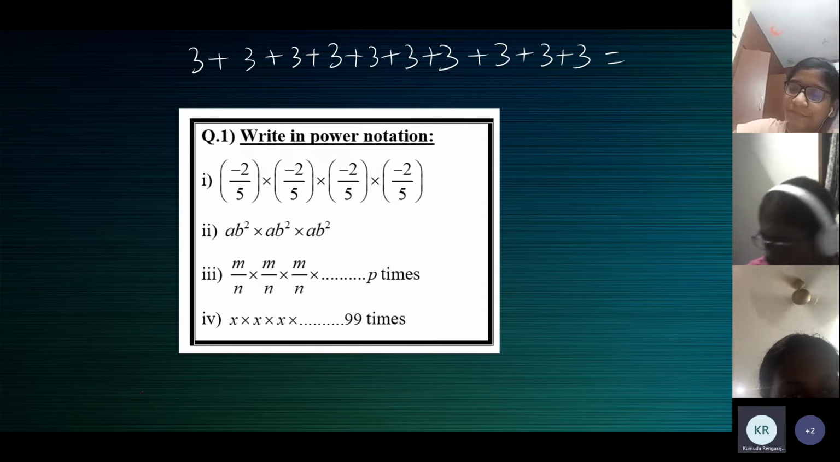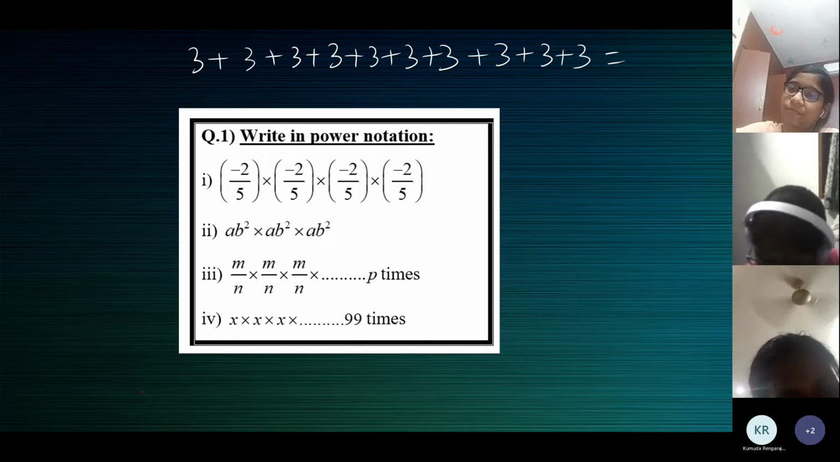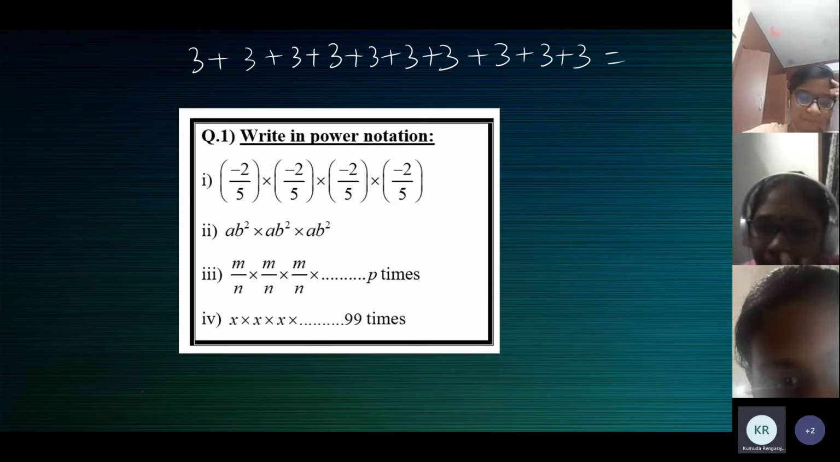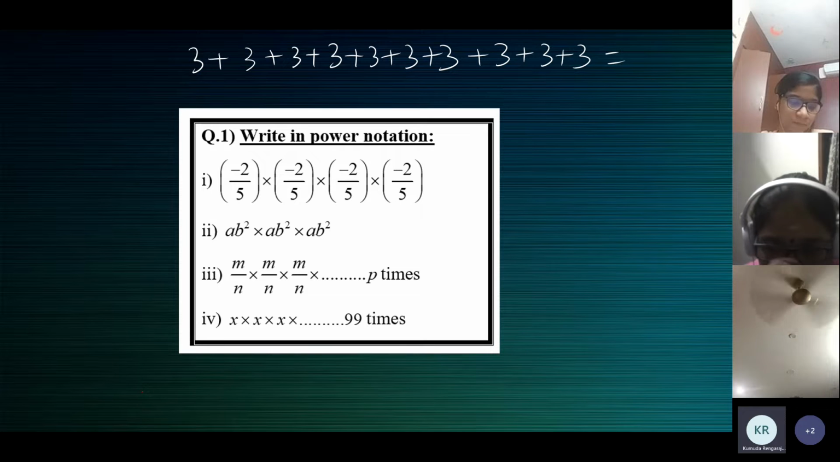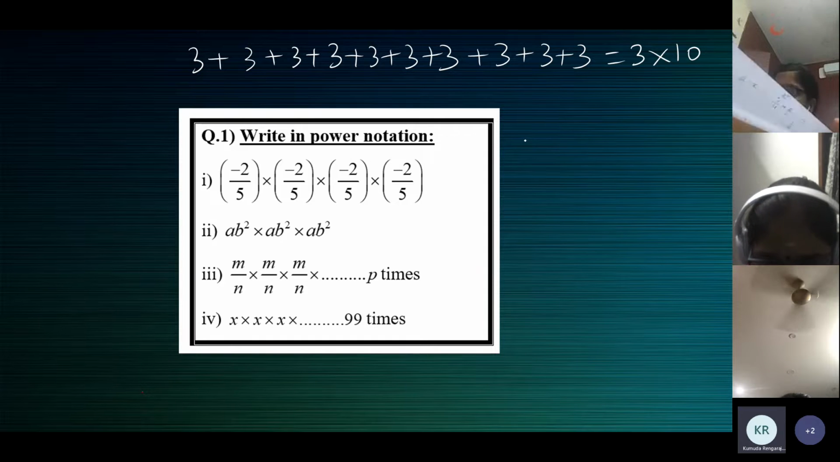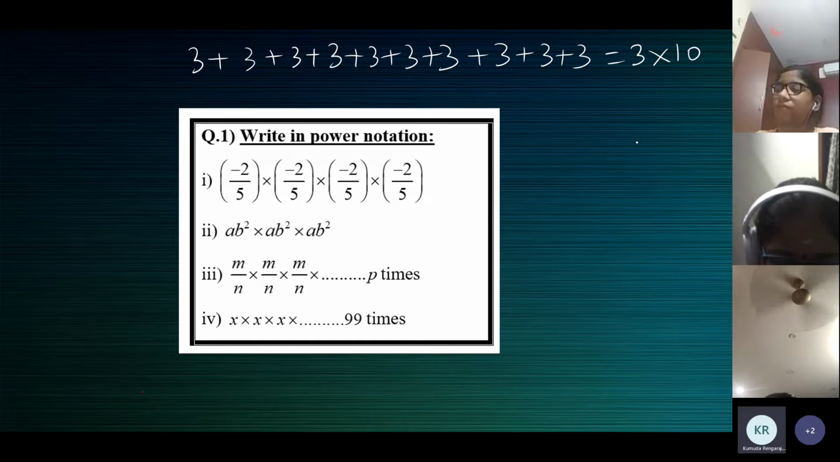3 plus 3 plus 3 plus 3, 10 times. 3 added to itself 10 times is multiplication. Meaning this can be expressed as a product: 3 into 10, 3 taken 10 times. So it's nothing but 3 times 10 tables. 3 times 10, 3 tens are 30.